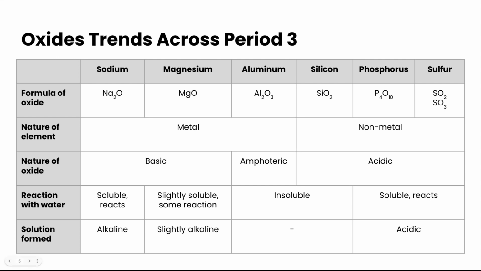And then finally, the solutions formed. For sodium, it's alkaline. For magnesium, it's also alkaline. That's because these are our metal oxides, so they're making basic solutions. Aluminum and silicon don't dissolve in water, so they don't make anything. And then phosphorus and sulfur are our non-metal oxides, so they make acidic solutions.